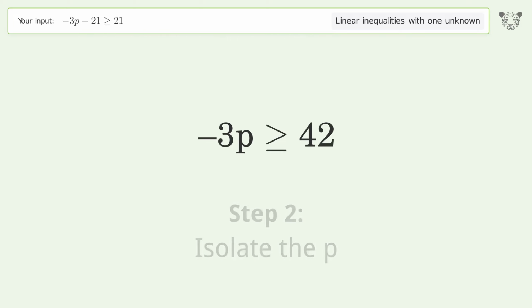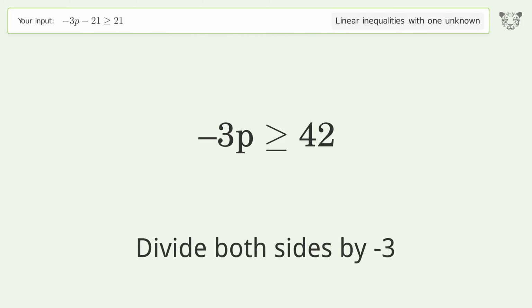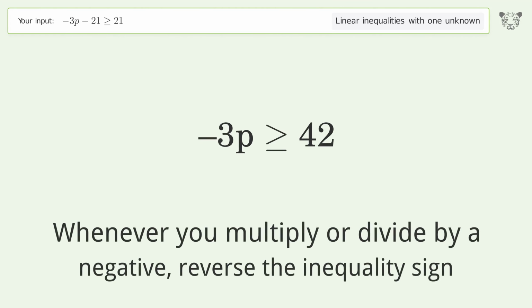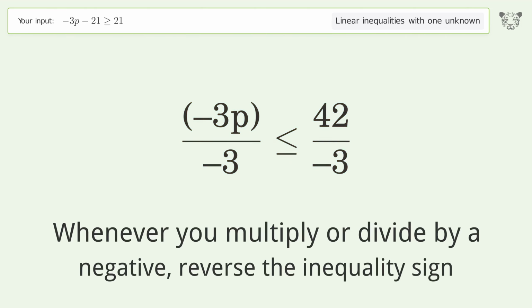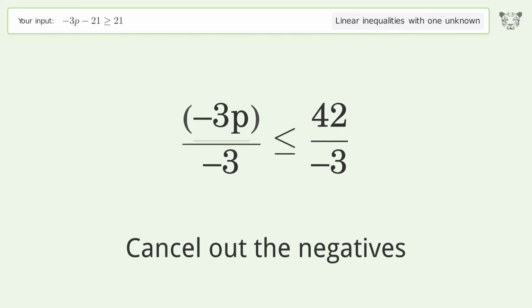Isolate the p. Divide both sides by -3. Whenever you multiply or divide by a negative, reverse the inequality sign. Cancel out the negatives.